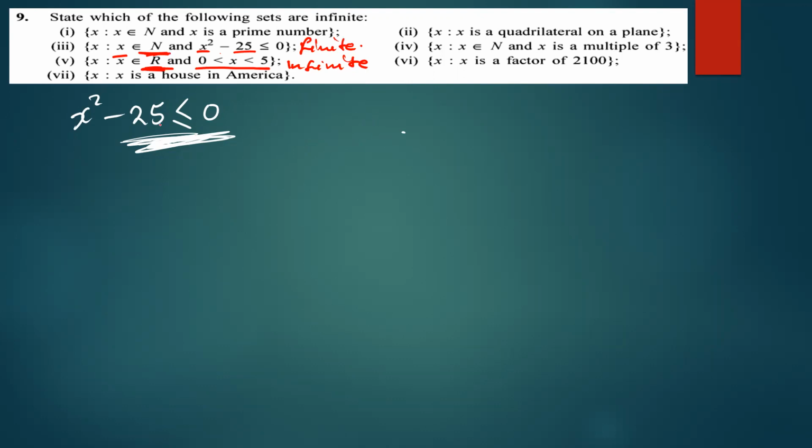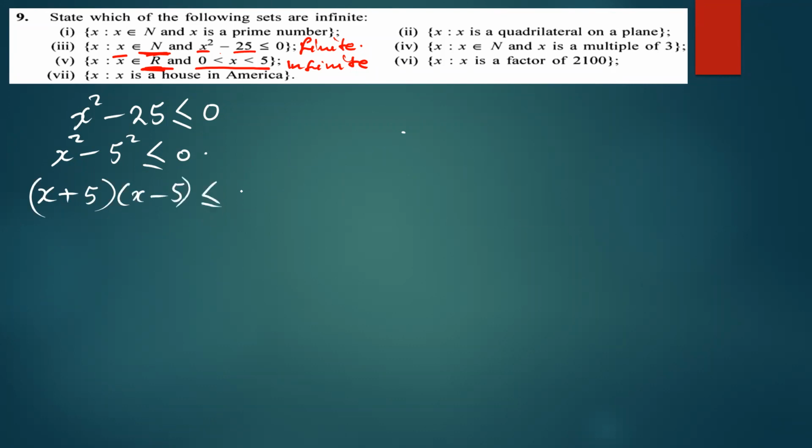Okay, so if we were to solve this one, then we'll get something like this. We're going to have x squared minus 5 squared being less than or equal to 0. Then this will be a difference of two squares, meaning we have (x plus 5)(x minus 5) being less than or equal to 0. Then if you equate x plus 5 and x minus 5 to 0, you're going to get your critical points as -5 and +5.